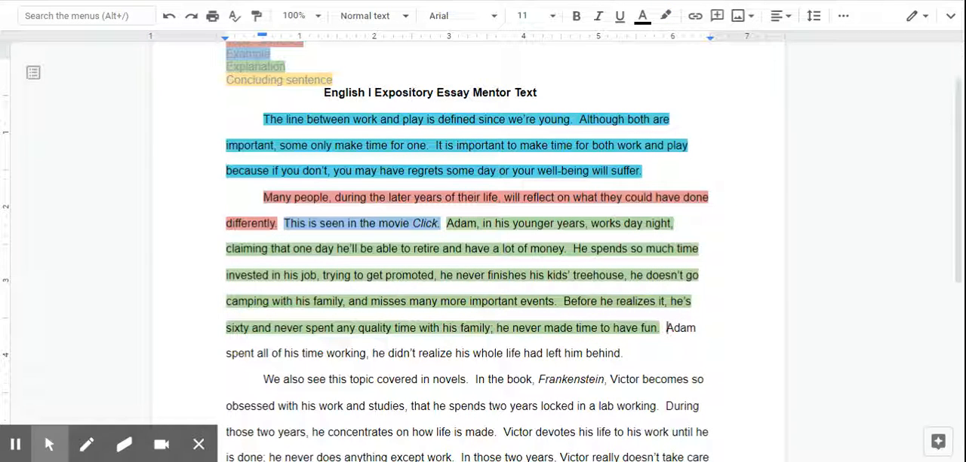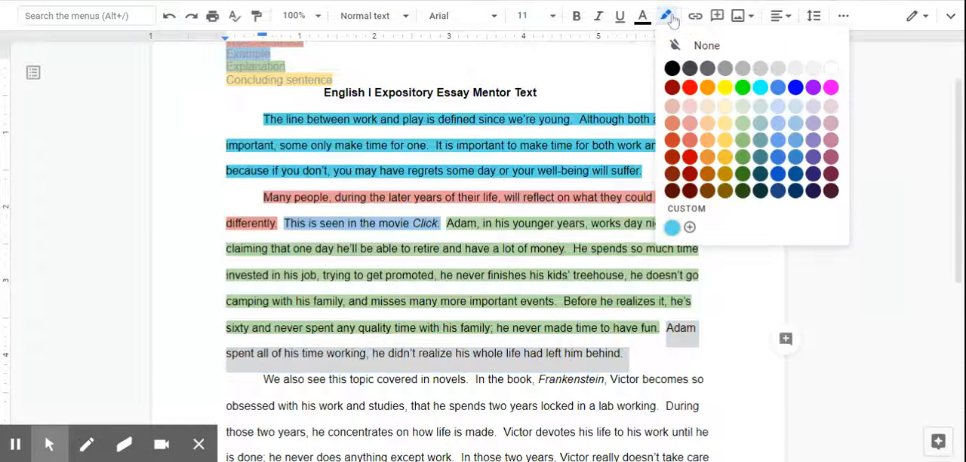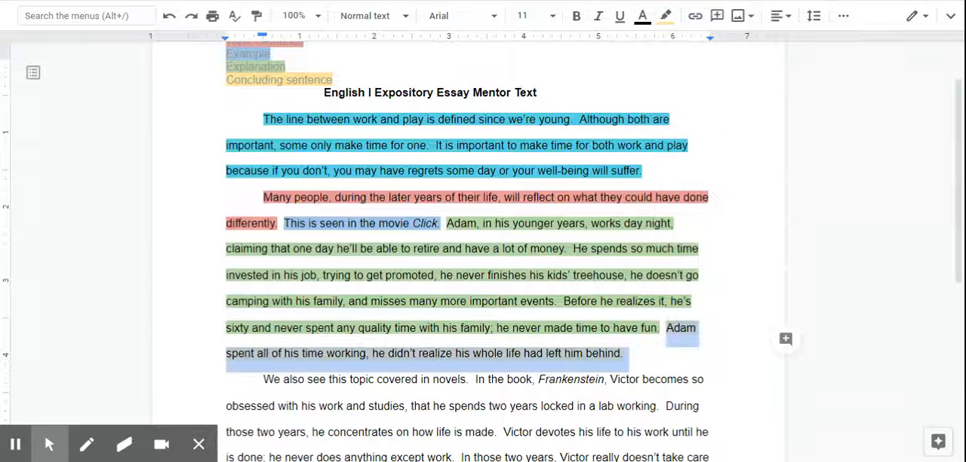And then the last sentence says, Adam spent all his time working. He didn't realize his whole life had left him behind. So it ties the movie with Adam, and it ties it back to the idea in the thesis statement that if you don't, you may have regrets. So it comes back. So that would be our concluding sentence.